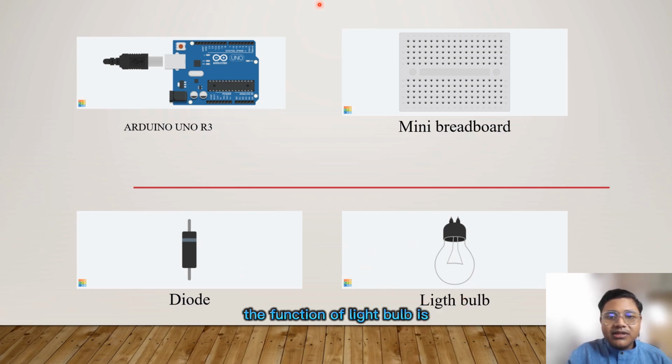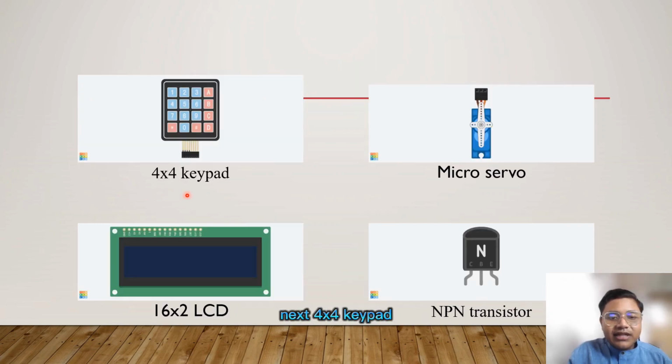The function of light bulb is it will light up when the current flows through it. In this password box, it will light up when the input password is correct. Next, 4x4 keypad. Function of this component is to input the character or number by pushing the button on the keypad. Next one is micro servo.